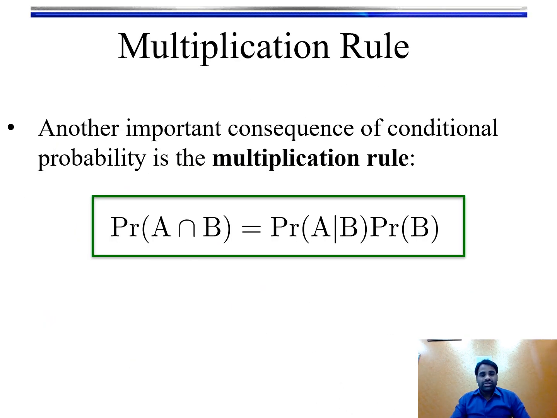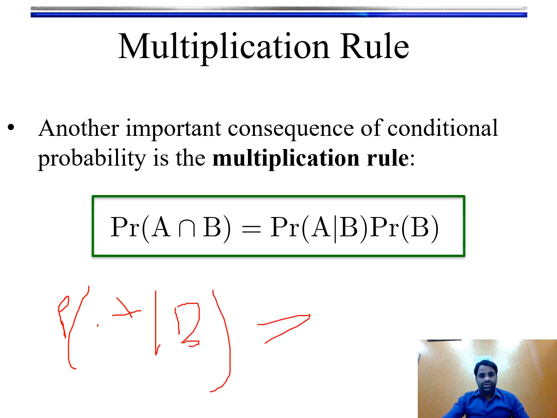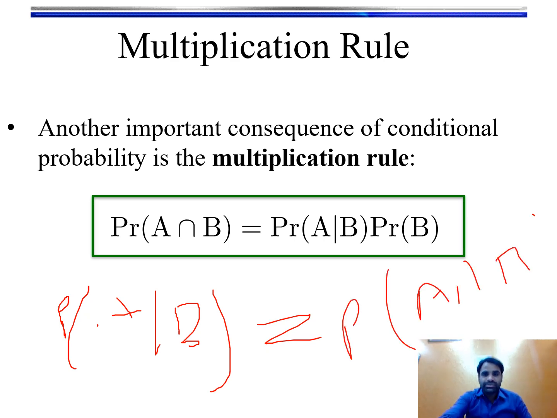Next we have to know about the multiplication rule. Another important consequence of conditional probability is the multiplication rule. That is, the joint probability can be calculated using the conditional probability: probability of A intersection B equals probability of A given B into probability of B. How are we going to get this? As we know, the conditional probability, probability of A given B, equals probability of A intersection B divided by probability of B, right?